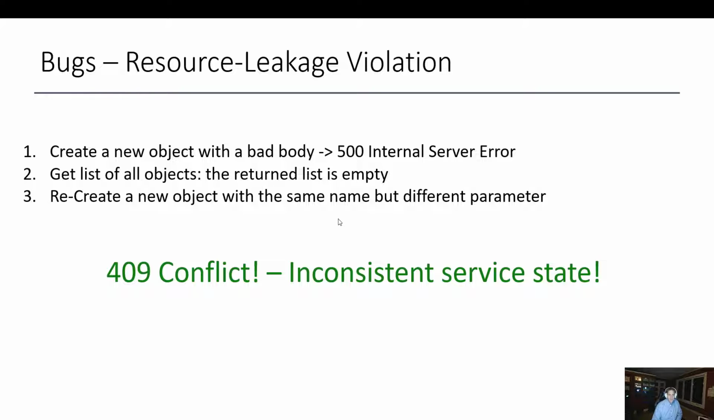Another one is a resource leakage violation. So go ahead and create a new object with a bad body. We saw something that had a bad query string. There are also executions that will do this in the JSON of the body when you do a post, and then you get an internal server error. You go ahead and get a list of all the objects. The return list is empty. Your object is not in there. And then after that, you recreate a new object with the same name but a different parameter, and then you get a 409 conflict. You now have an inconsistent service state. This is problematic. You need to go back into the code and rework some of this backend here.